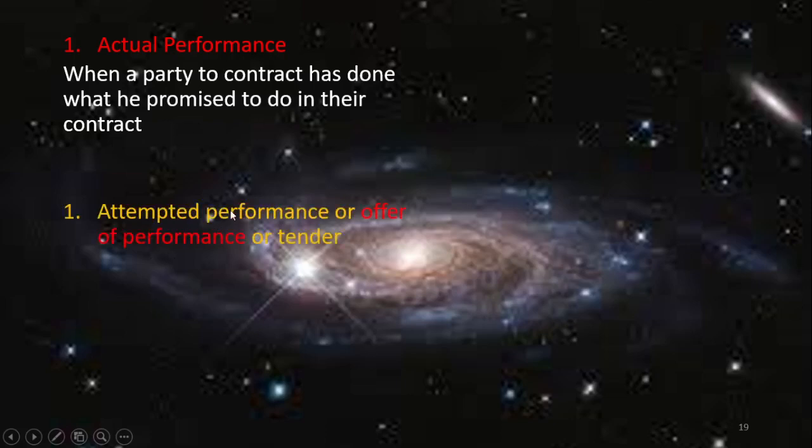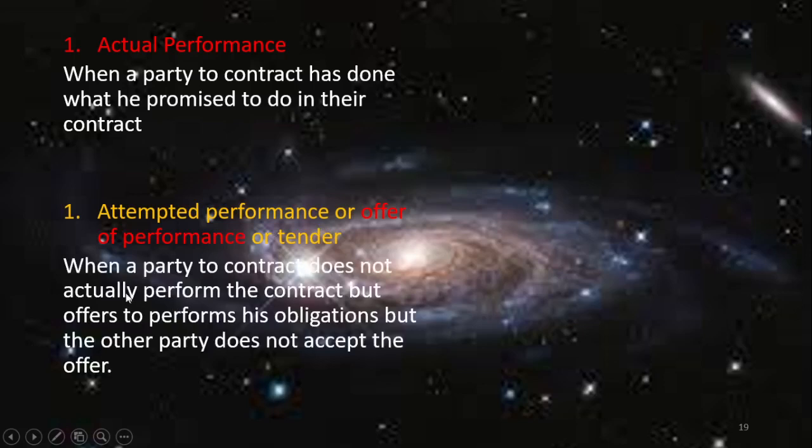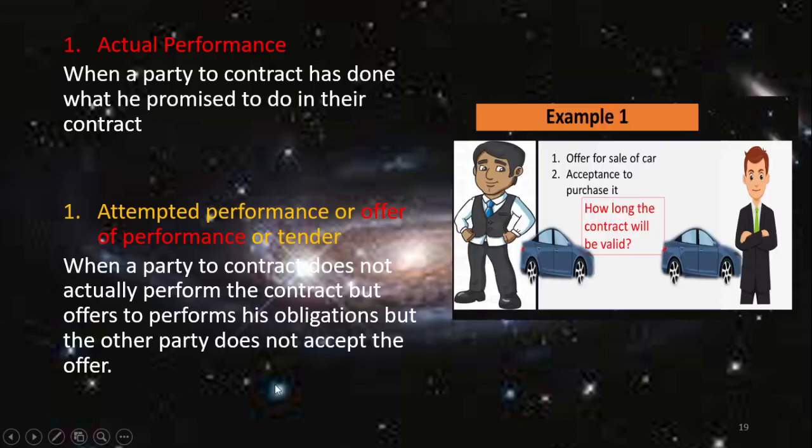And in the second case, attempted performance or tender. Here, a party to the contract does not actually perform the contract, but he offers to perform his obligation and the other party doesn't accept the offer. For example, in this case, Mr. Ashok offered to sell his car and Mr. Manohar gave his acceptance to purchase it. Once Ashok sold the car or once Manohar purchased the car, the contract will get closed. And this is an example of actual performance.